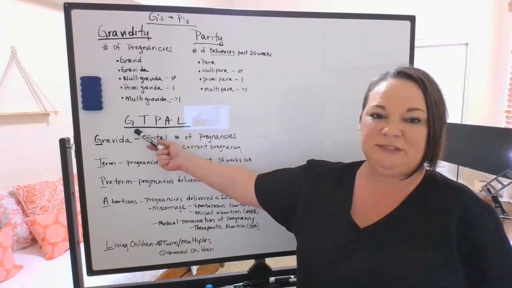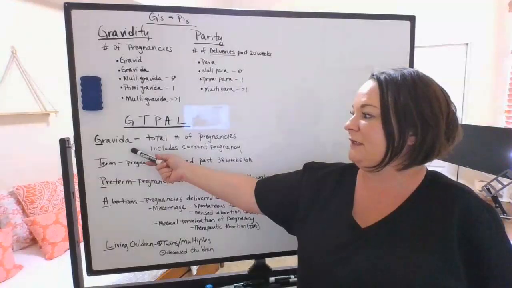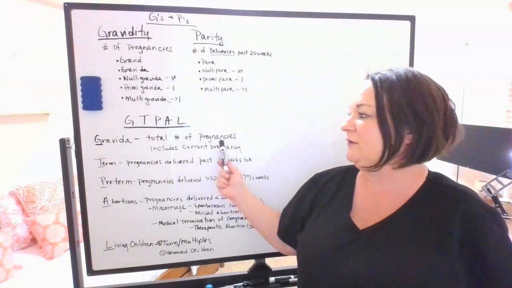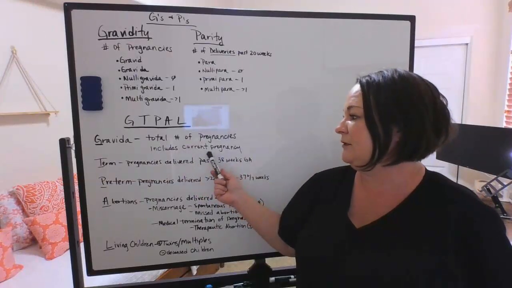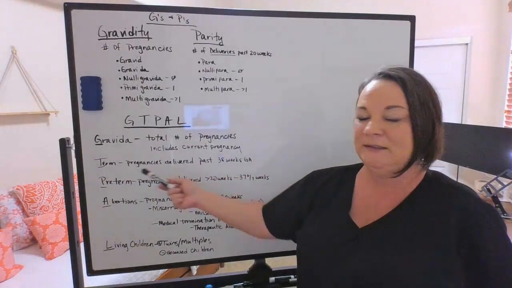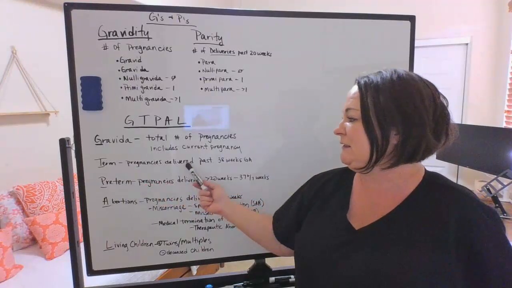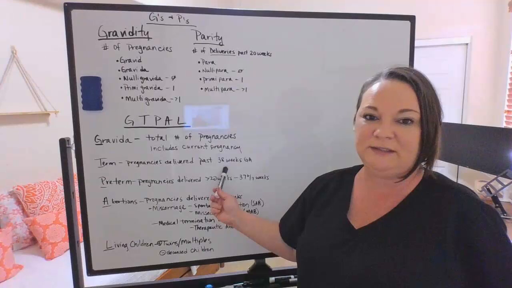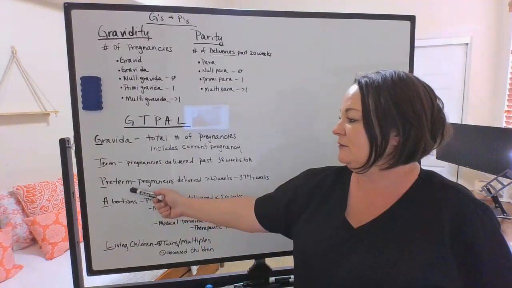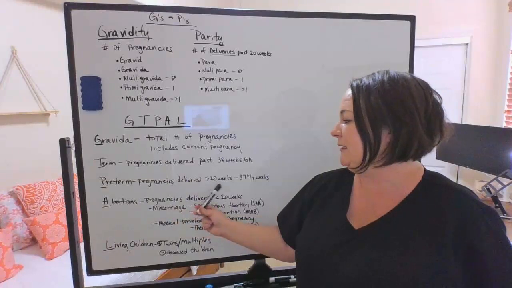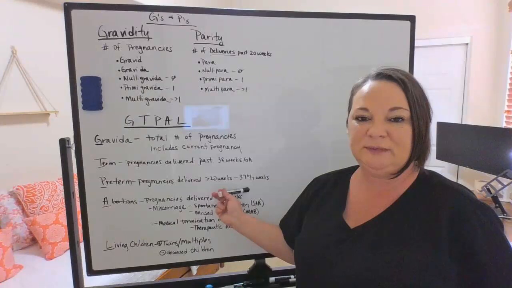Using this acronym, GTPAL. The G stands for gravida, which is the total number of pregnancies. And again, it includes the current pregnancy. T stands for term, and that is pregnancies delivered past 38 weeks gestational age. Preterm is pregnancies delivered past 20 weeks through 37 and 6/7 weeks.